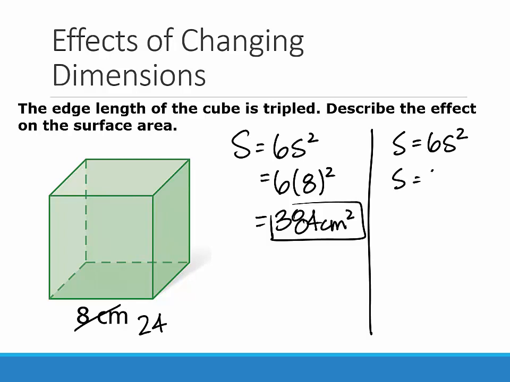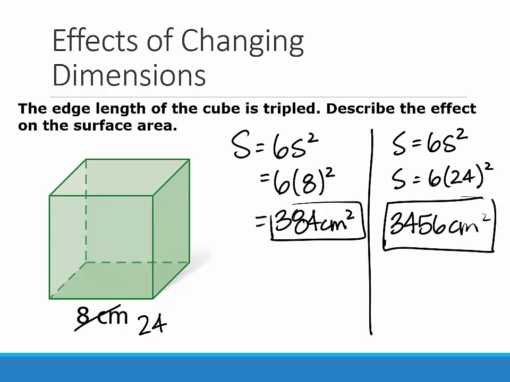So let's plug it in the formula and see what happened. 24 squared and then multiply that by 6. We end up with 3,456 centimeters squared. So I want to relate these two things. So what I'm going to do is divide them and see what the relationship is. And I end up with the fact that this is 9 times bigger.